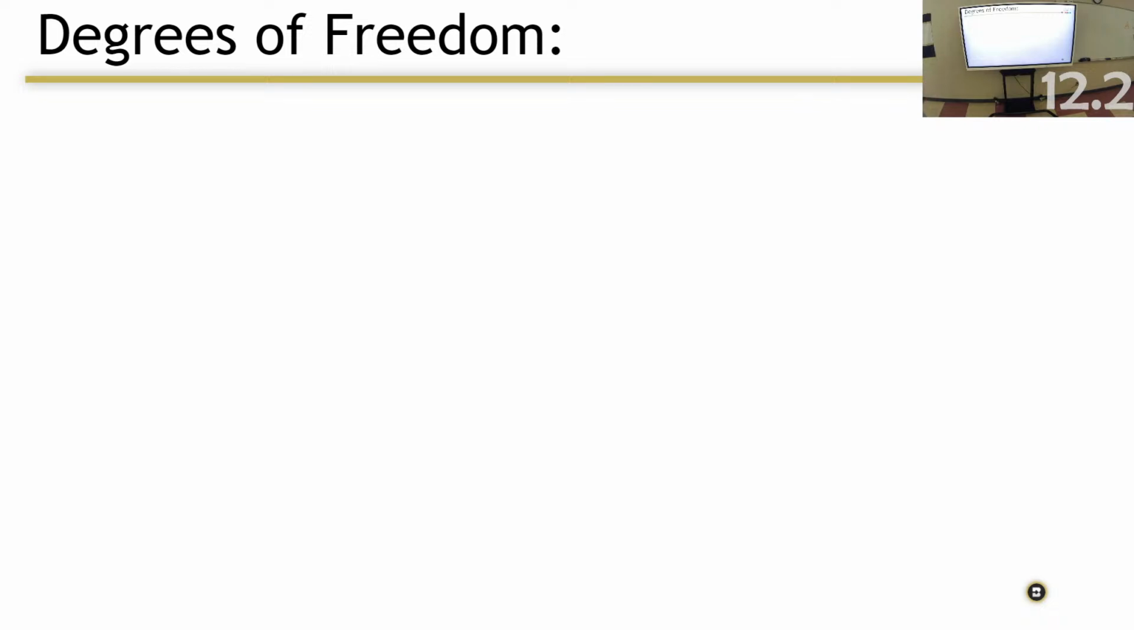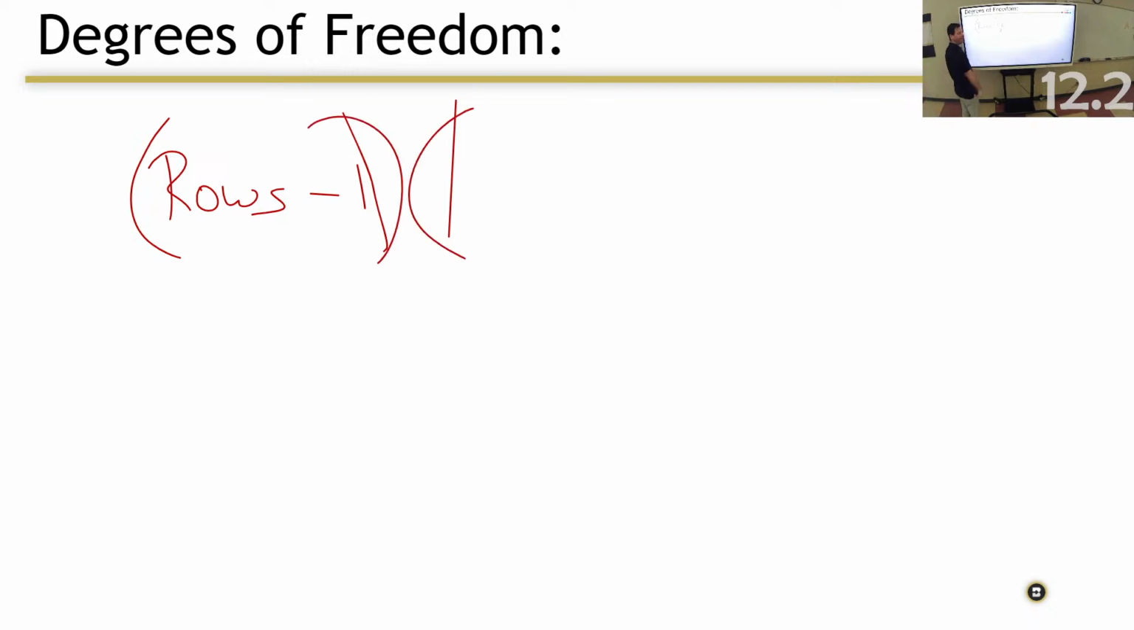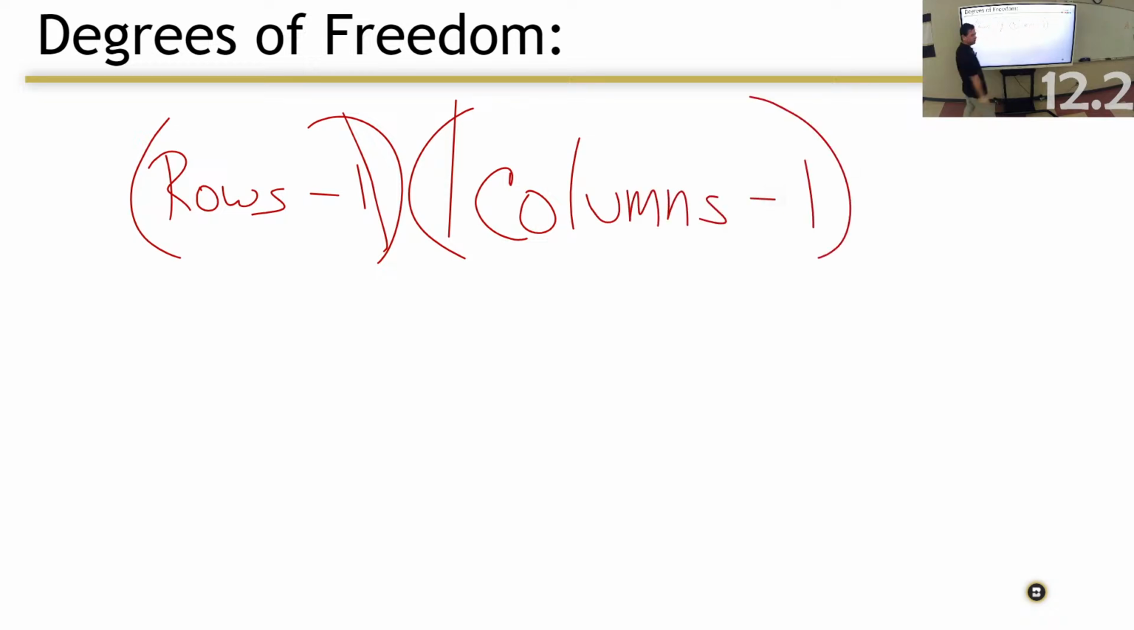Degrees of freedom. Degrees of freedom for this is a little different. You take your rows, however many rows there are, not including the total, and you subtract 1. You're going to multiply that by the columns, minus 1.